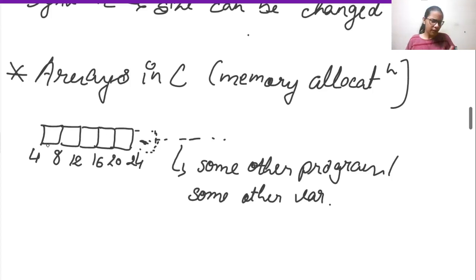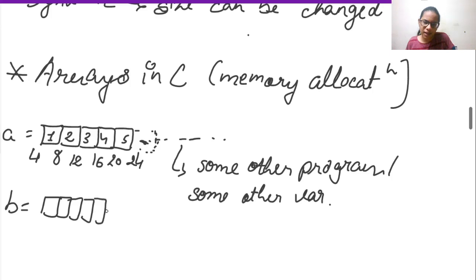Now you'll say that anyhow we want to add an element. Over here we have 1, 2, 3, 4, and 5. We want to add an element over here anyhow. So what can be done is you initialize this as A, then you create another array named B, where you will have length 6: 1, 2, 3, 4, 5, and 6. And you will copy all the things over here.